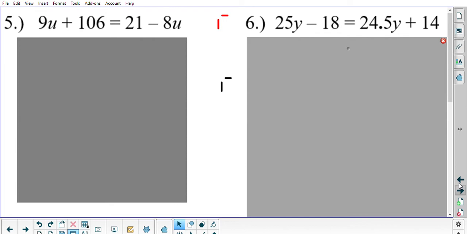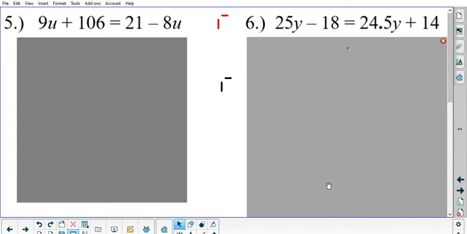Let's maybe just start by having you get the variable on one side. So get the variable on one side of number 5, and then get the variable on one side of number 6. Then hit play when you're ready to see if you did that part correctly. Okay, did you get the variable on one side of number 5? Did you get the variable on one side of number 6?